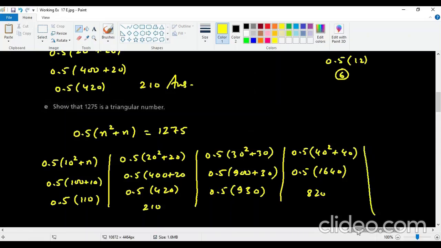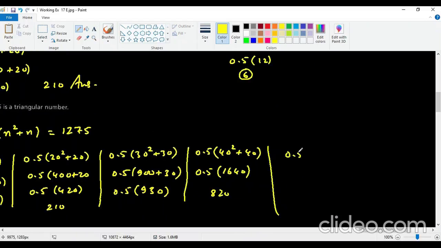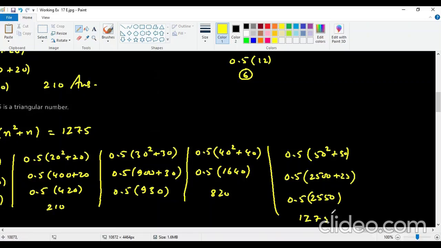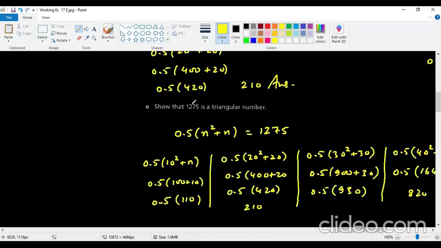Let's go for 50. 0.5 times (50 squared plus 50). So it's going to give us 0.5 times (2500 plus 50). That means half of 2550 is 1275, which is the right answer. That means the 50th shape is going to give us 1275. That means it is proved that 1275 is a triangular number.